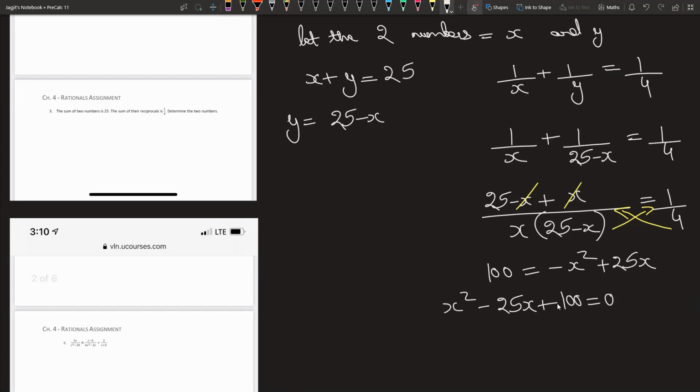So we want to factor this. 1 times 100 gives me 100. We want to find two numbers. When you multiply them, you get 100, and when you add them, you get minus 25.